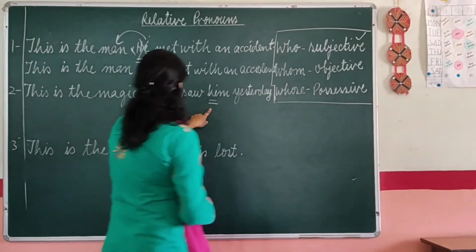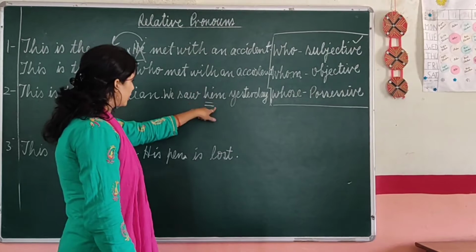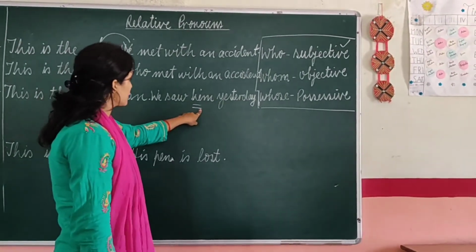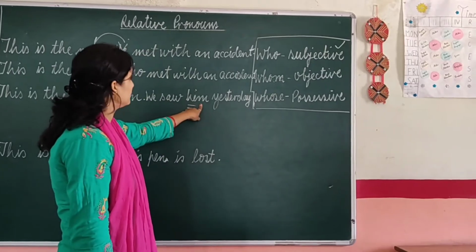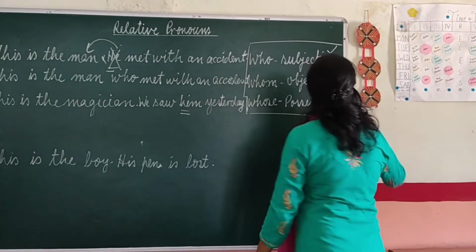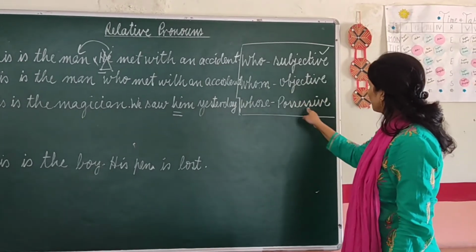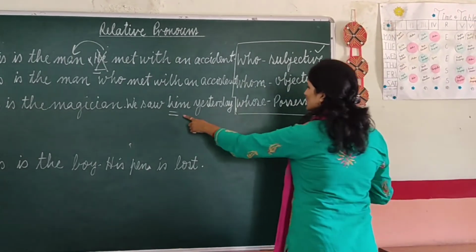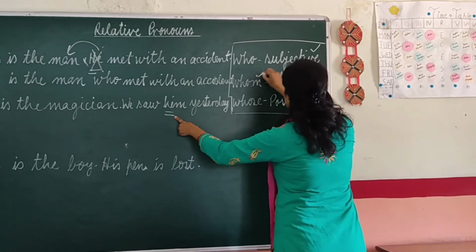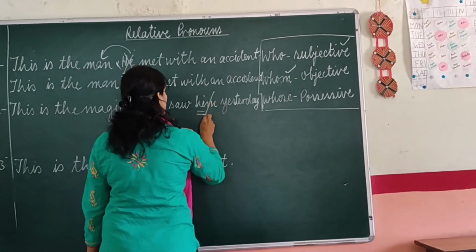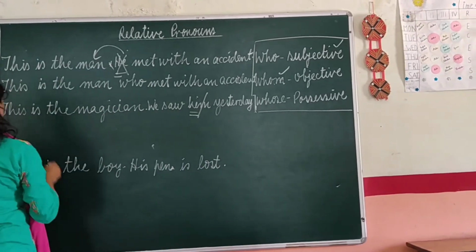And him, this is used after the verb. It means it is used in place of object. It means objective case. So for removing him, what do we have to choose? You can see subjective who, objective whom, possessive whose. So this is used in place of object. So we have to choose whom. It means we have to write in place of this whom. This is the magician.